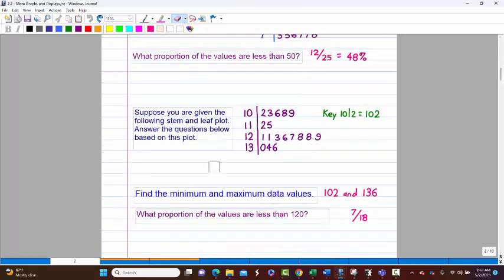All right, here's another question. I was asking from this stem and leaf, what would be your minimum value? What would be your maximum value? So the minimum is going to be the 10 with the 2.